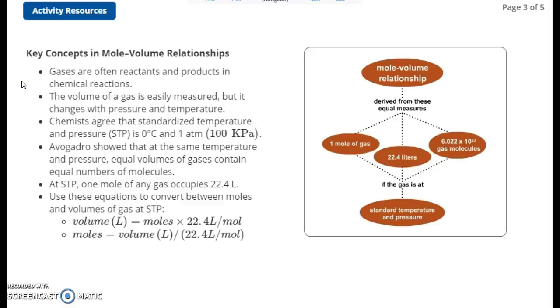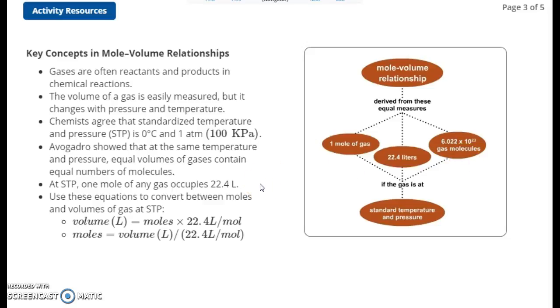What's the unit for volume? Volume is measured in liters. Chemists agree that standardized temperature and pressure, STP, is 0 degrees Celsius and 1 atm, which is the same as 100 kilopascals. Avogadro showed that at the same temperature and pressure, equal volumes of gases contain equal numbers of molecules, which makes sense since it's a mole, right? 1 mole at STP is 22.4 liters. Well, 1 mole is always 6.022 times 10 to the 23rd of something, in this case, the gas molecules.